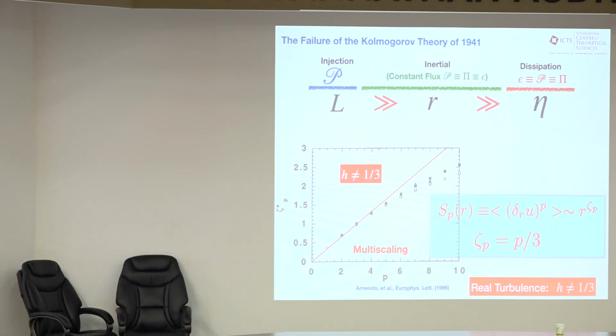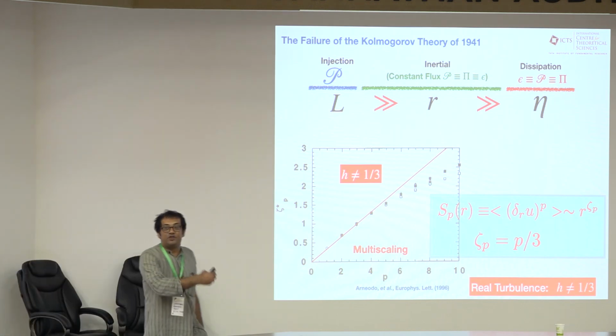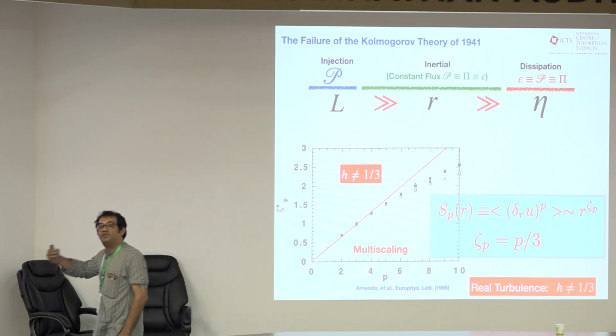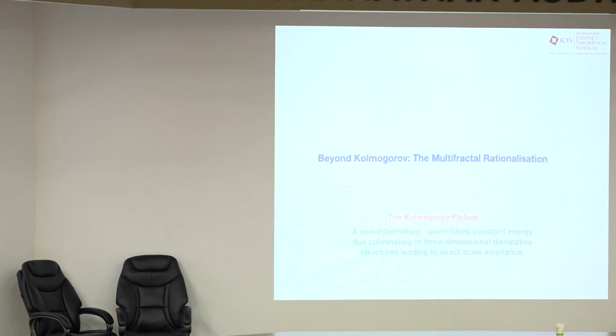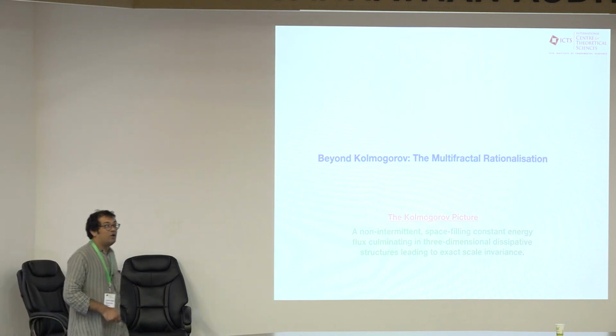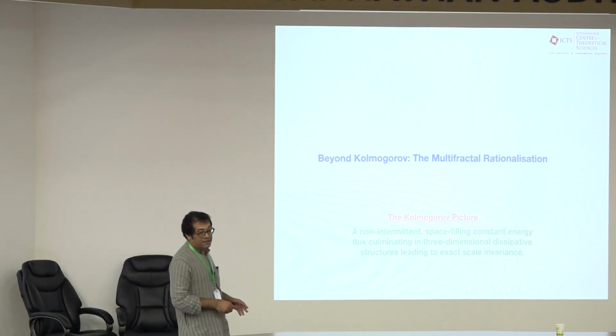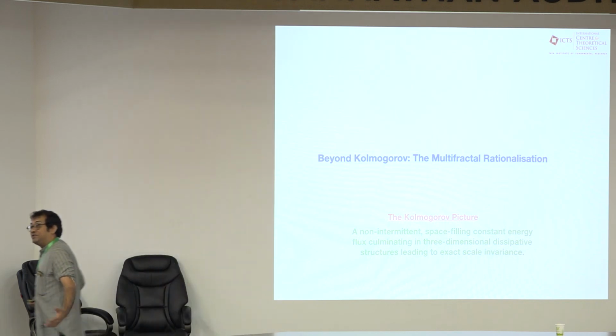The question really becomes, is it greater than 1/3 or less than 1/3? And this has to do with issues of weak solutions and dissipative solutions, etc. Again, something we can postpone for a later discussion. So the question then becomes, how do we go beyond Kolmogorov? How do we try to work around this Kolmogorov picture to figure out where this sense of multiscaling comes in?